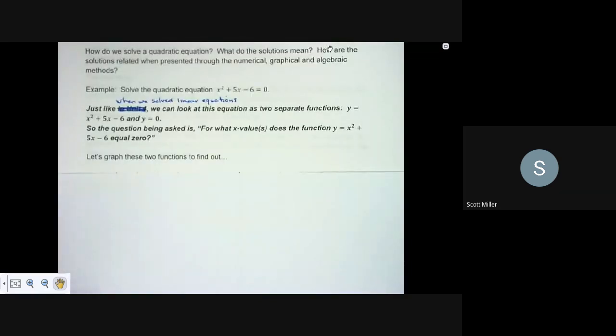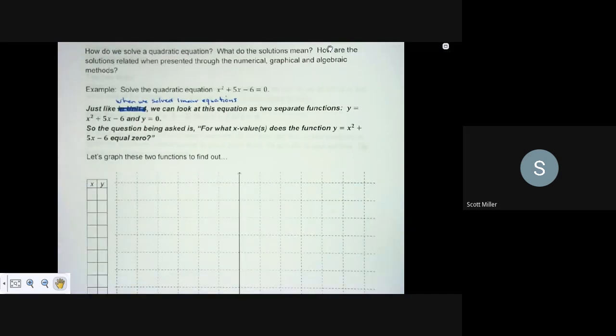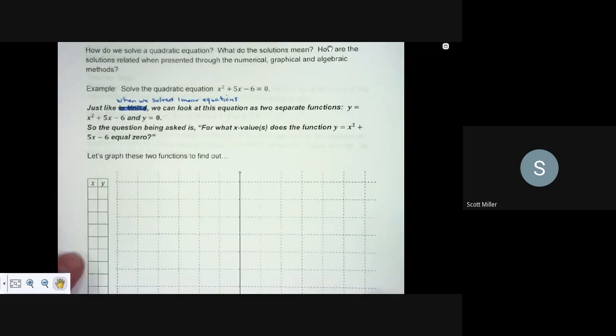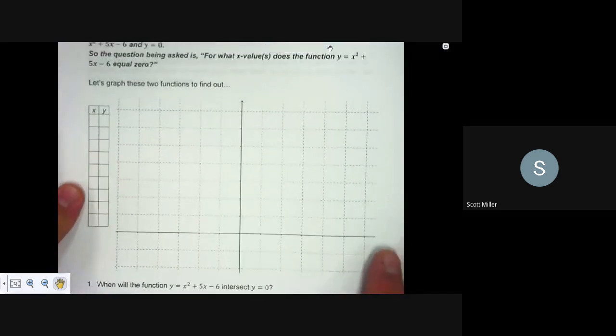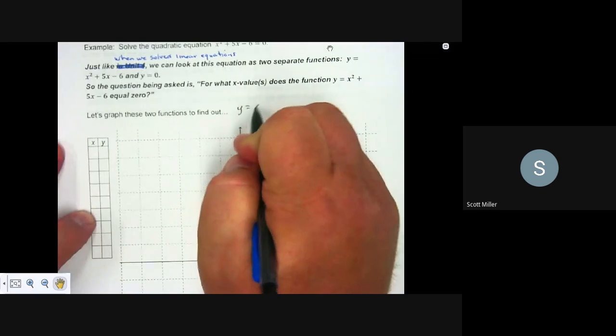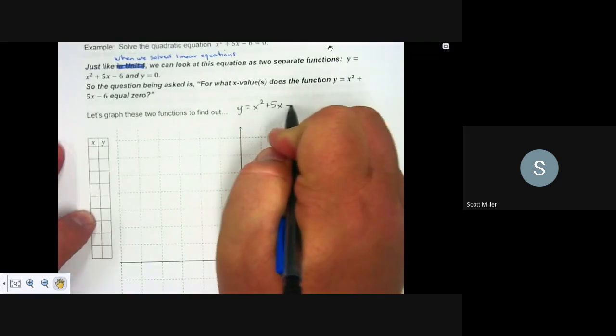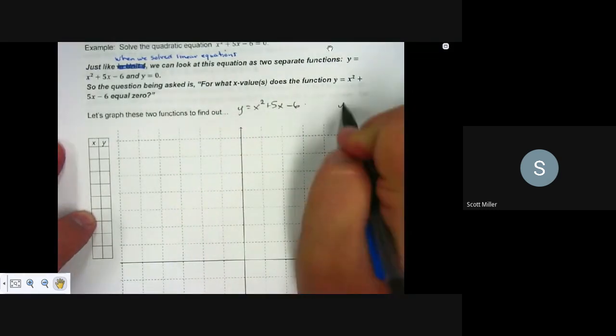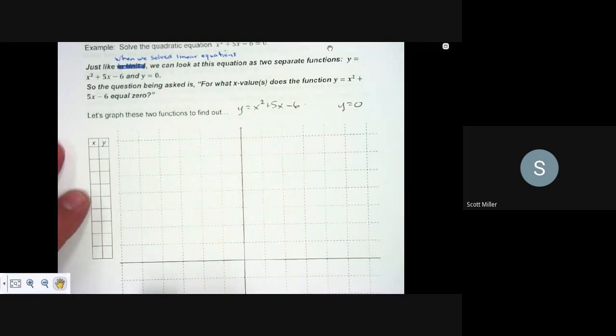So let's graph it. Okay, we're going to graph these two functions out. And let's go ahead and do that. So we have the equation. I'm going to write it down again so we can see it here. We have y equals x squared plus 5x minus 6. And then we had y equals 0. So the y equals 0 is just the horizontal line right here. This is y equals 0.